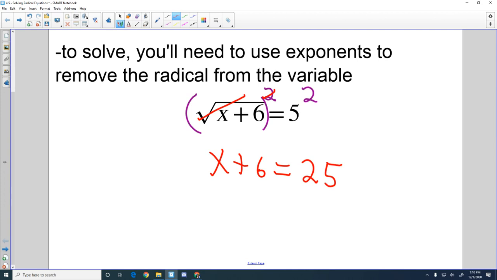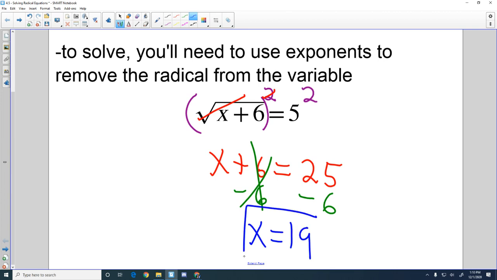Now at this point, I'm pretty sure you can all solve it, right? What's our final step here? Subtract the 6 from both sides. Exactly. You got it. And again, it's that opposite operation. We're canceling things out. That's a plus 6, so I'm going to subtract 6 because that would equal 0, so it's gone. But over on the right side, 25 minus 6 equals 19. So we say, hey, x equals 19.